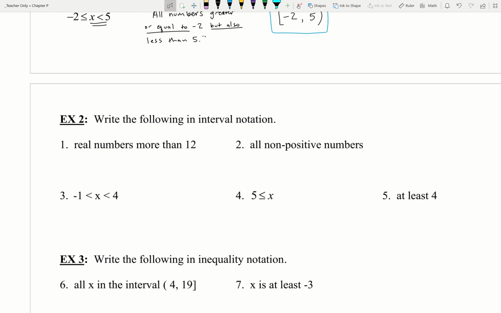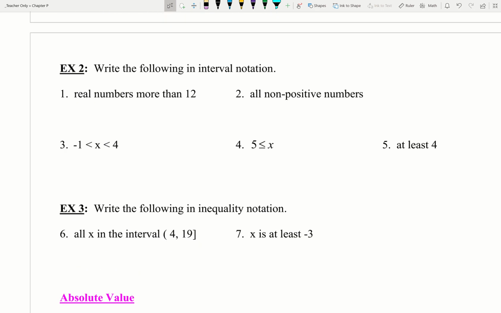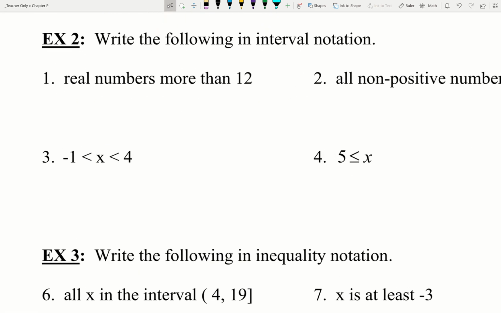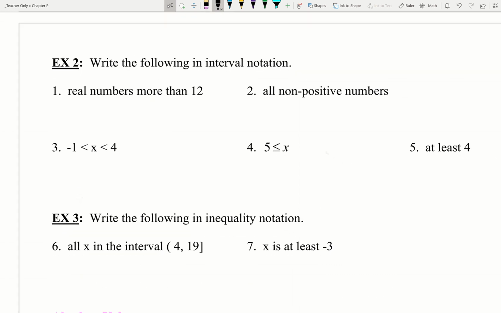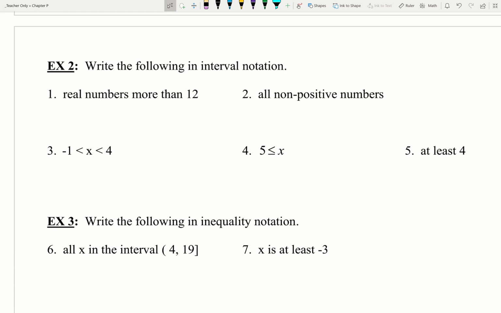So I'm going to go ahead and move right along and talk about some more examples here. So it says, write the following in interval notation. So it's going to give us a verbal description for a couple, and then it's going to give us an inequality for a couple. I would encourage you to maybe pause the video and see if you can come up with a few of these answers here. And then once you are done, maybe unpause the video and see if you got them right.